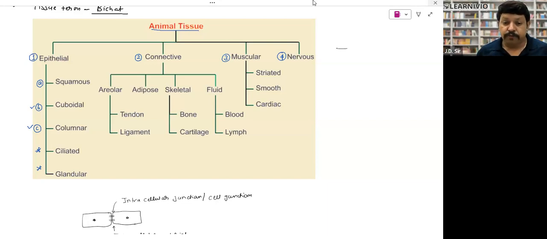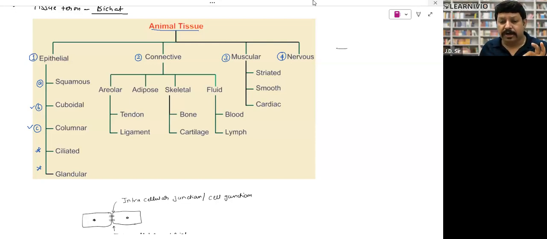Then come to the fluid tissue. Why do we call it connective tissue? Blood takes nutrition from the intestine and delivers it to the brain, muscles, and every part of the body, so it is connecting one tissue to another. In the same way, it brings oxygen from the lungs and provides it to all tissues of the body. That's why they are called connective.